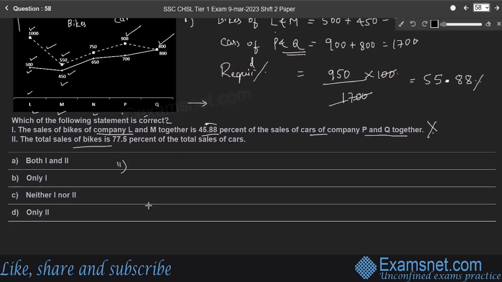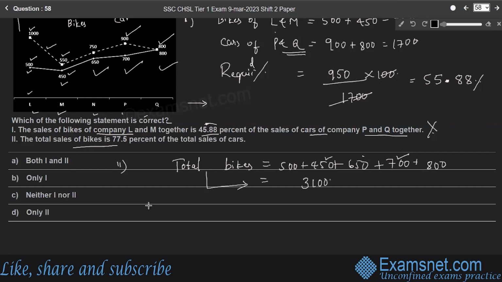The total sales of bikes is 77.5% of the total sales of cars. So total sales of bikes, with the straight line: 500 plus 450 plus 650, plus 700 bikes sold by company P, and company Q sells 800 bikes. Together it is 950, 1000, 1600, 2300, 3100. Total bikes sold is equal to 3100.